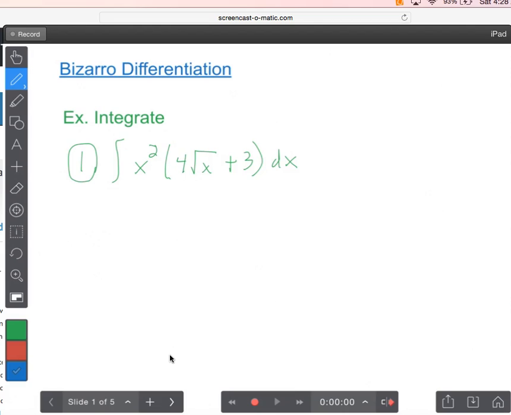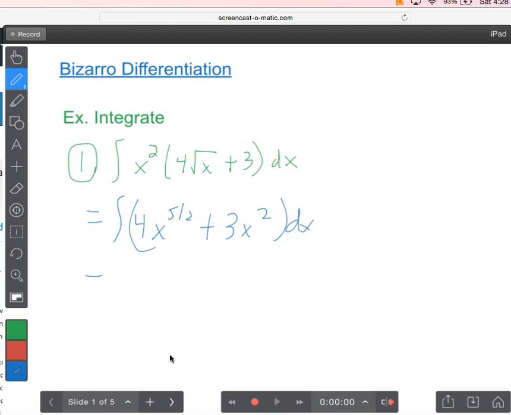So here, because we have the monomial term of x squared in front of the binomial term, what we could perhaps do to start this problem off is to actually distribute the x squared into the binomial that we have there. So that would give us, we have x squared times 4 square root of x, we would have 4x to the 5/2 power, then plus 3x squared.